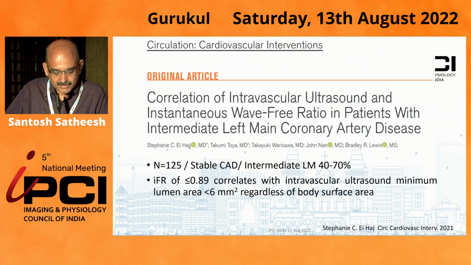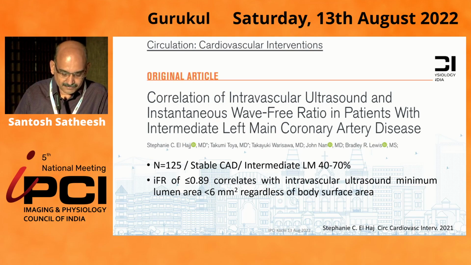Another study showed that an iFR of 0.89 correlates with the IVUS lumen area of less than 6 square millimeters, irrespective of body surface area. So this is another evidence that it could be equivalent.